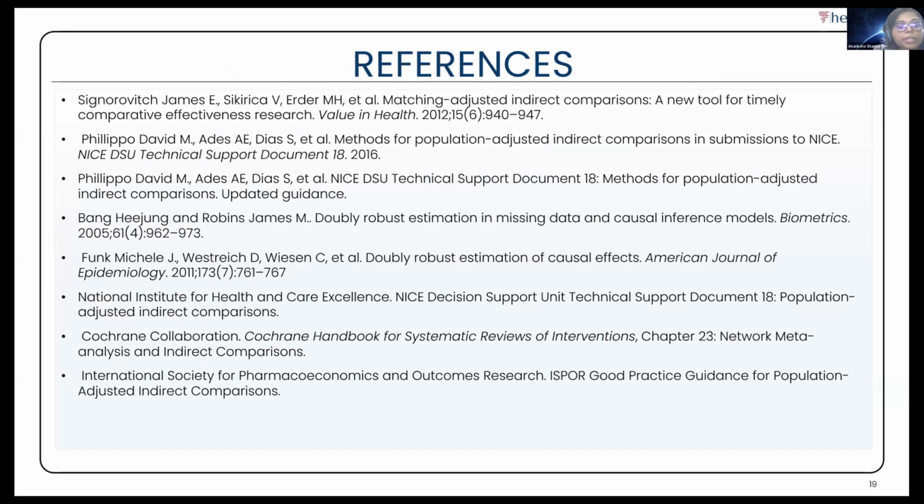These are the foundational references. The key ones are Signorovitch and colleagues from 2012, which is the original MAIC paper, and Phillippo and colleagues, NICE TSD18, which is the population adjustment methods guidance. Bang and Robins from 2005 is the foundation for doubly robust estimation.